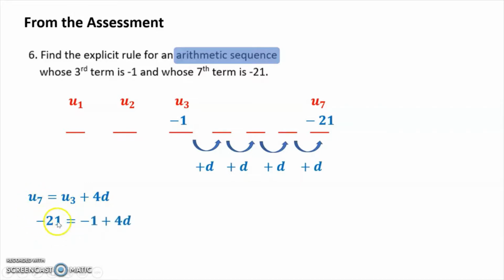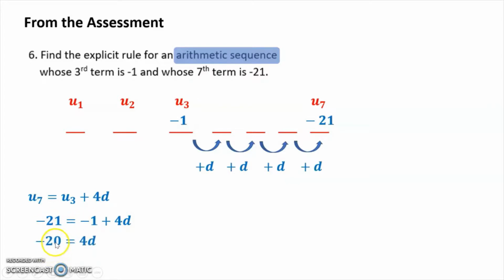We know u7 is negative 21. We know u3 is negative 1. And then we put plus 4d. So again, to get to this number, we begin at this number and do 4 jumps of d. Okay, solving this, I'm going to add 1 on both sides.